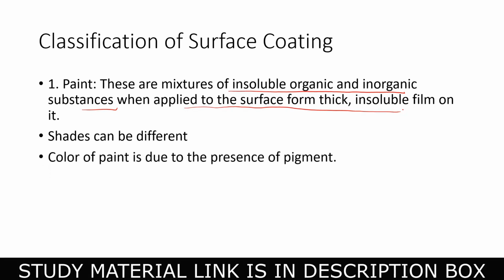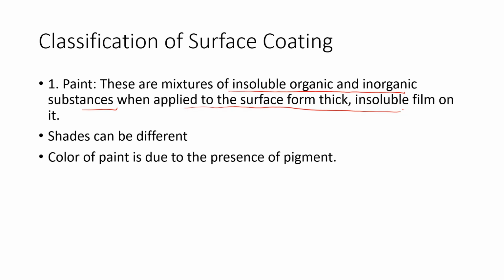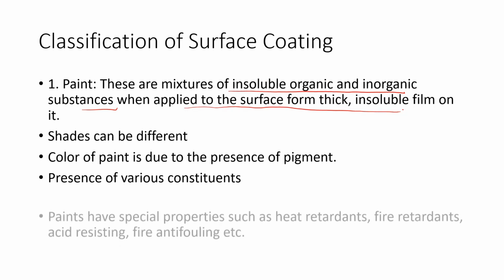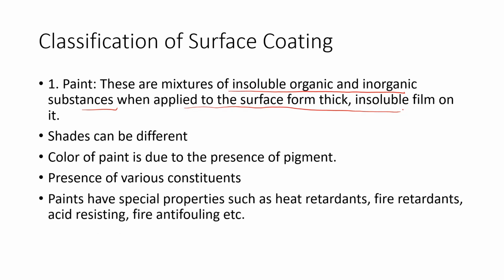The color of the paint is due to the presence of pigment. The pigment can be blue, green, or of different colors. Along with the pigment there would be different constituents also, such as vehicle, thinners, fillers, and so on. Paints also have some special properties such as heat retardant, fire retardant, acid resisting, antifouling, etc.